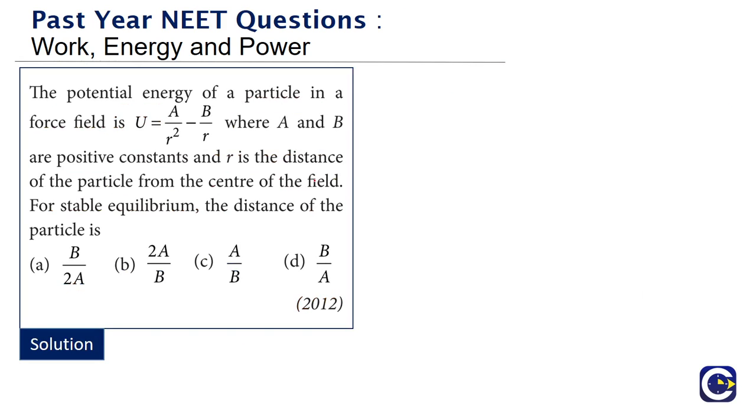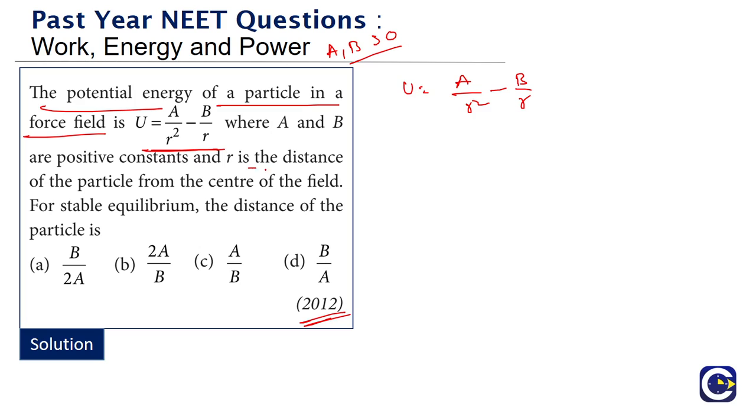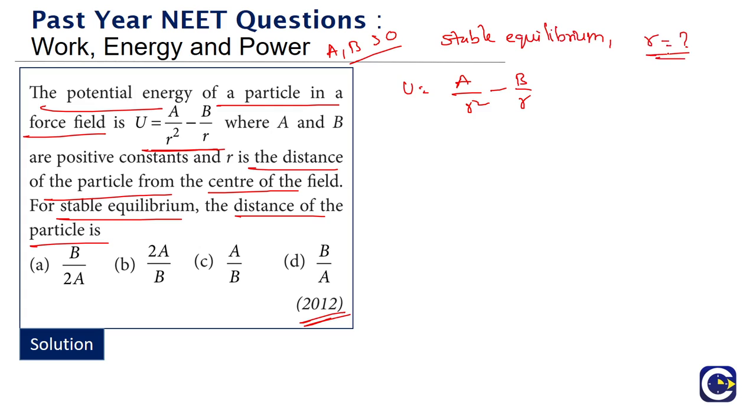Next we have an interesting question. Of late we are not seeing these kinds of questions. This is based on the idea of what we call a stable equilibrium. The potential energy of a particle in a force field. This is the potential energy function. What is the potential energy function? A by r square minus b by r, where a and b are positive constants. So a and b, both of them are positive. R is the distance of the particle from the center of the field. For stable equilibrium, the distance of the particle is, means they are asking us, for stable equilibrium, what is the value of r? That is the question they are asking.